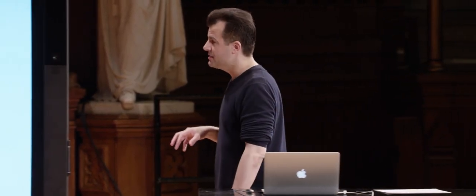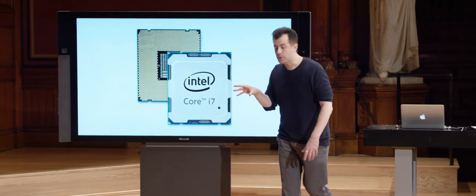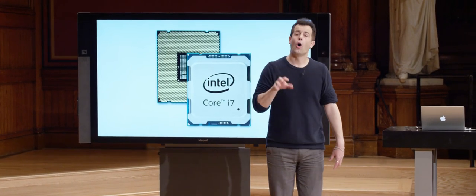Now, not all devices have just a CPU connected to a motherboard. Some devices, instead, have a CPU and more all interconnected all at once.